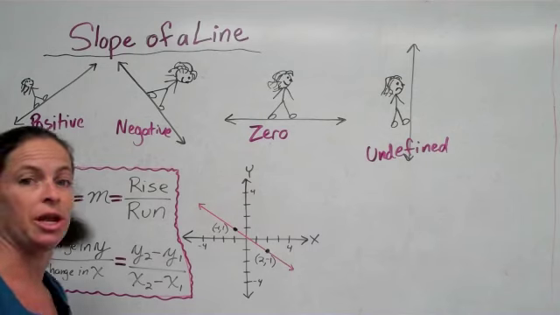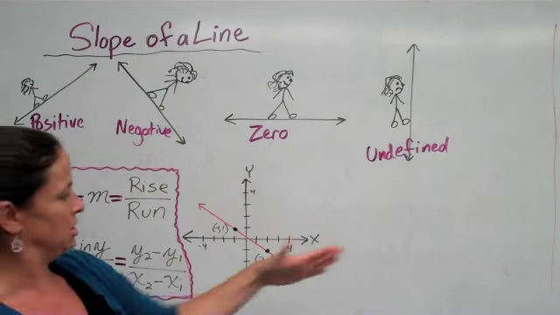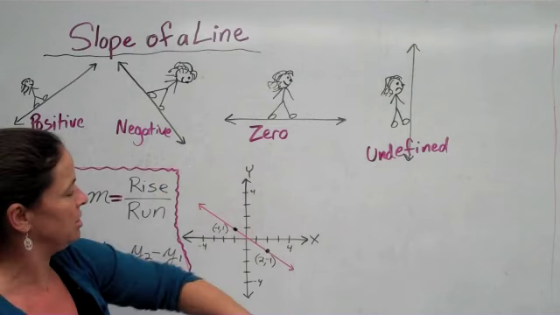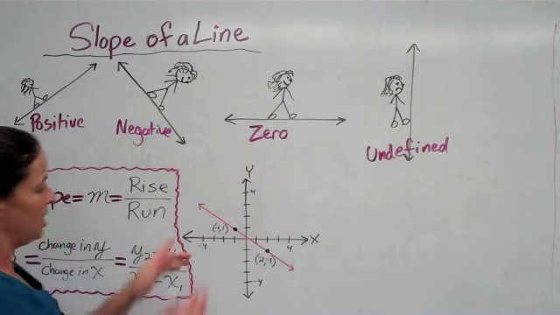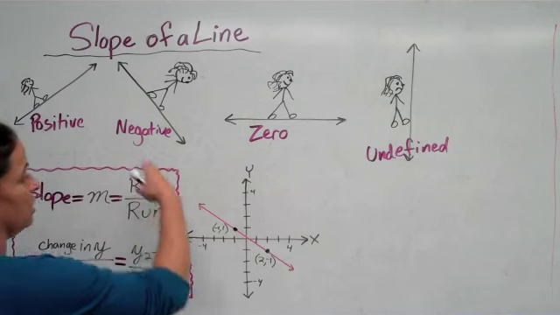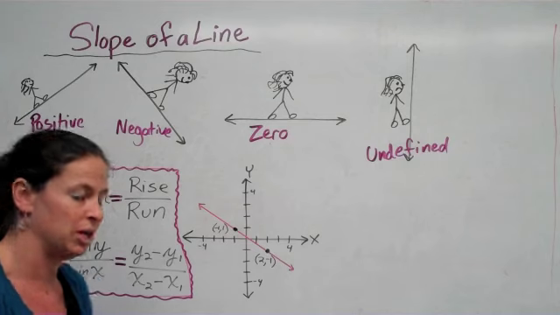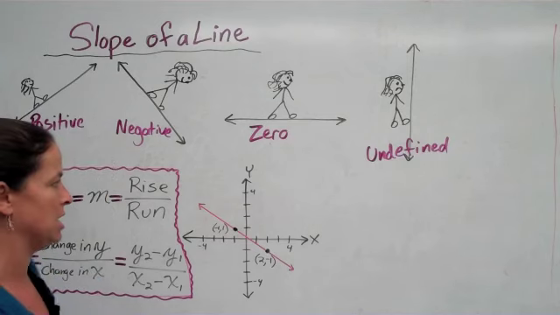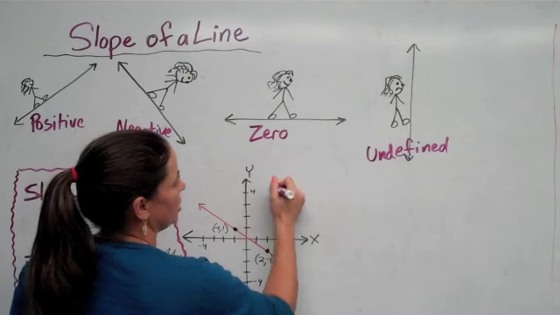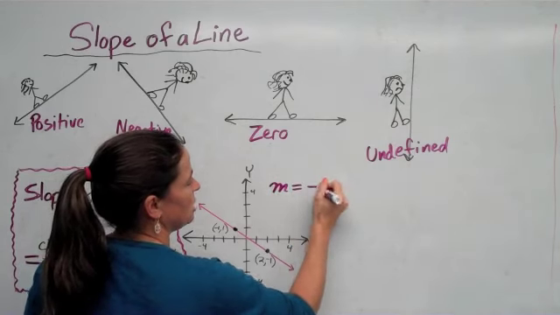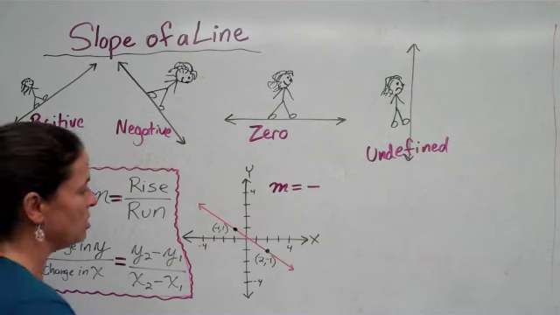Well, first off, just looking at it, going left to right, does it go uphill, downhill, zero, or undefined? This is a negative slope. You can tell, going left to right, it's going downhill. So we already know the answer is going to be a negative. So if you want, you could start with putting down my slope is equal to a negative. But let's figure out how we would know that.